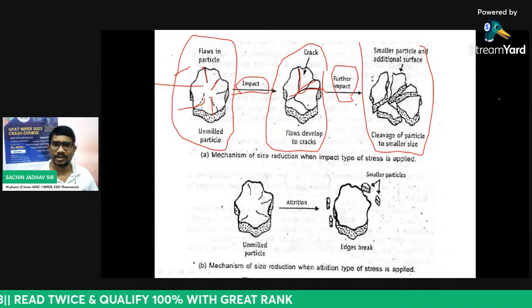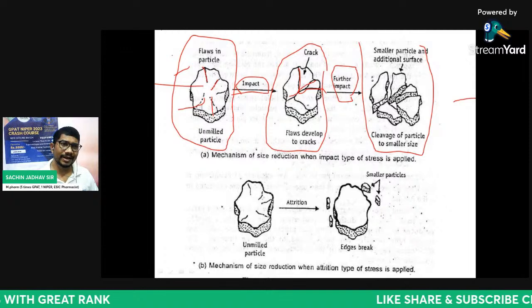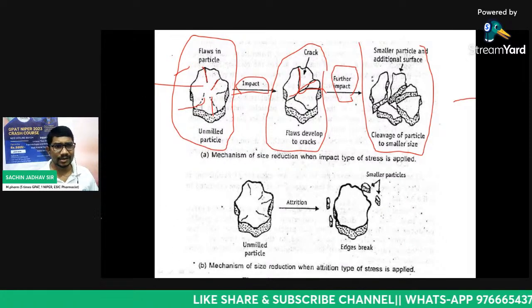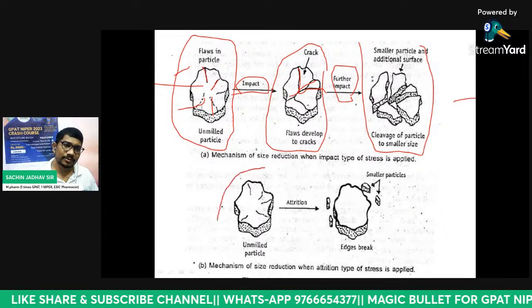So impact की वजह से mechanism कैसा हुआ है। Now attrition क्या है? Now what is meant by attrition? So this is mechanism known as the impact. Now what is attrition? So attrition is nothing but a surface phenomenon. Attrition क्या है? Surface phenomenon.